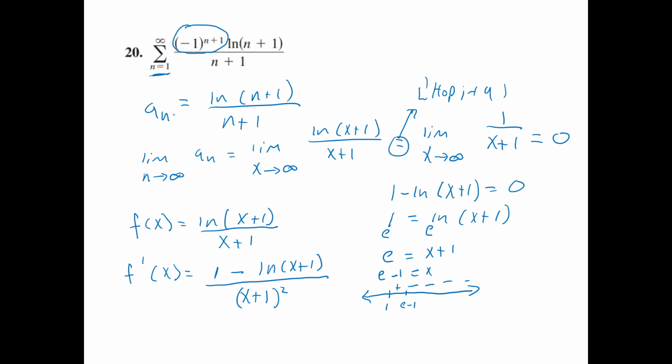But eventually it's decreasing, right? So this tells you that it's decreasing, therefore your series converges by the alternating series test.